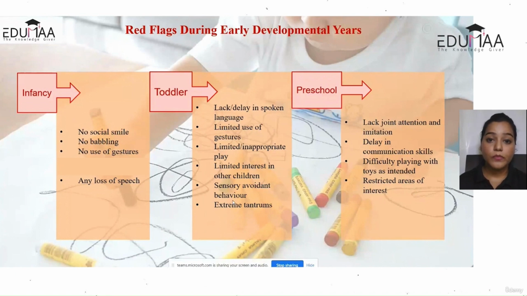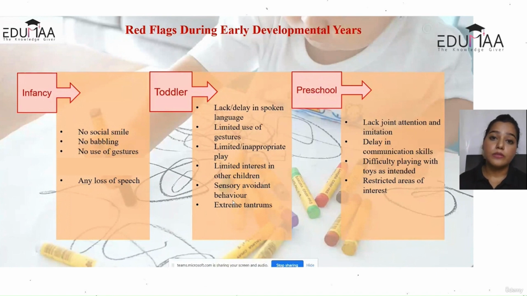Coming to toddlers, there is lack or delay in spoken language. The child does not speak, or is not able to communicate with you that effectively. They have very limited use of gestures. They have probably inappropriate or limited play. They have limited interest in other children. They just like to be by themselves, not interested in other kids. They have sensory avoidant behaviors. Sensory difficulties are affecting them, and it sometimes even leads to tantrums. Extreme tantrums are there because of that as well.